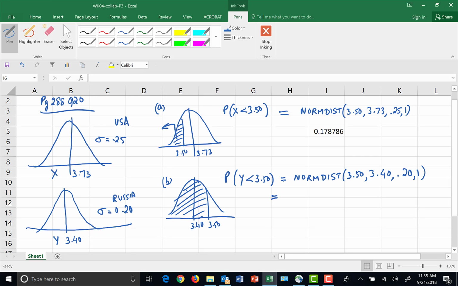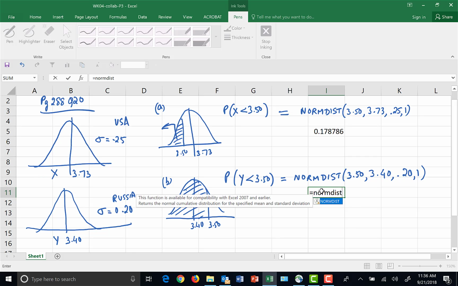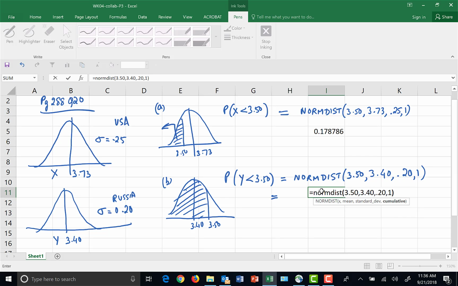So let's see how much that is. And again, I don't need to do a 1 minus because the area that I need is to the left of $3.50, and Excel gives me the left side area anyway, so I don't need to do a subtraction from 1. So let's see what value that turns out to be. Equal to norm dist of again $3.50. That's my location on the x-axis. The mean is $3.40. The standard deviation is 20 cents, and that last parameter is 1.